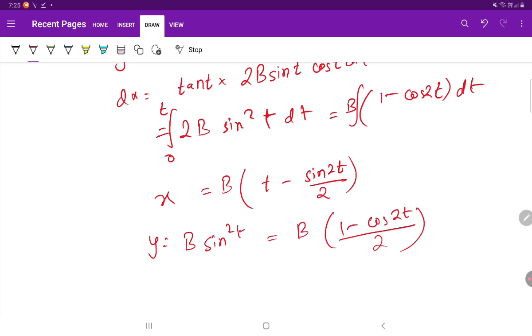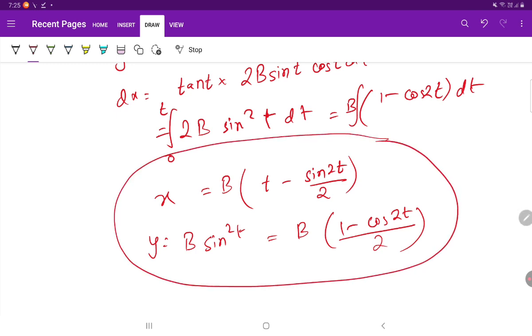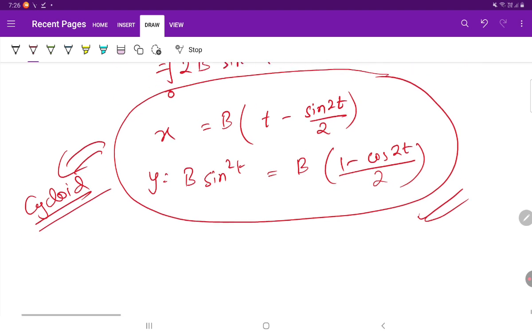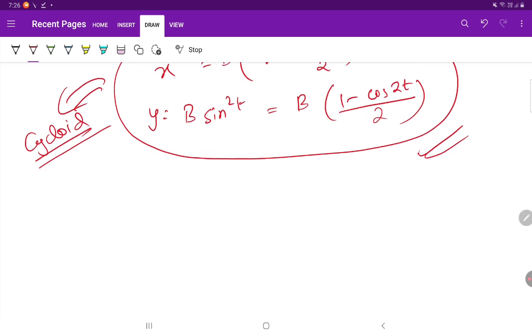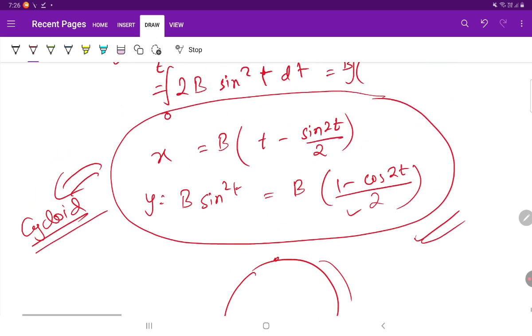Hence, if you are familiar with cycloid and cycloidal curves, you can see that this parametric form usually represents a cycloid. This is basically a cycloid. Something interesting to note: we know that a cycloid is basically generated by a point on a rolling disc, right? So basically, what we obtain is also known as a cycloid.